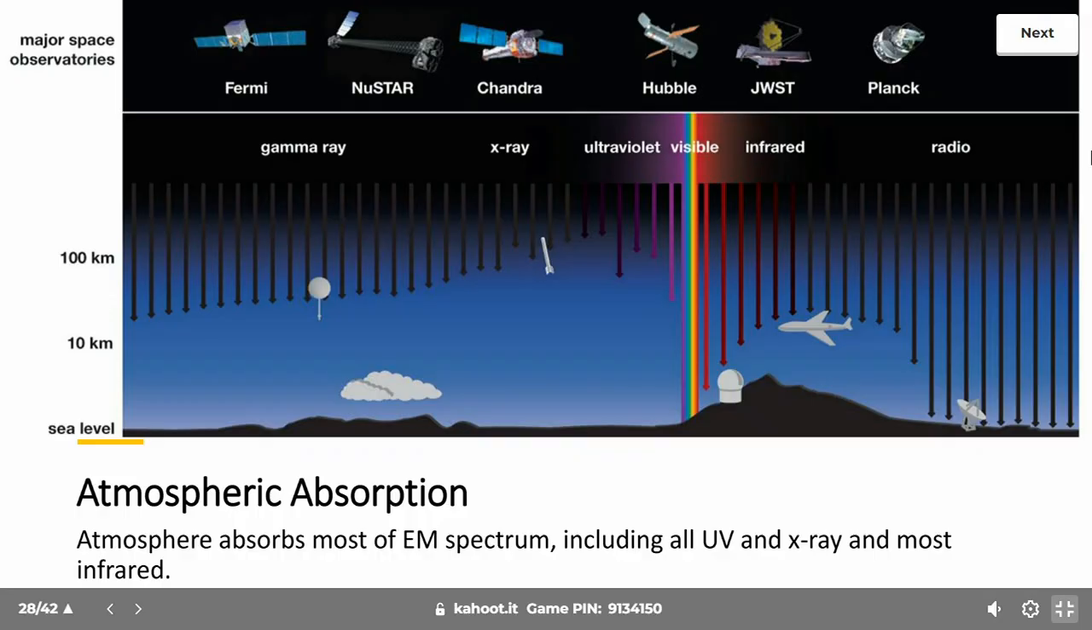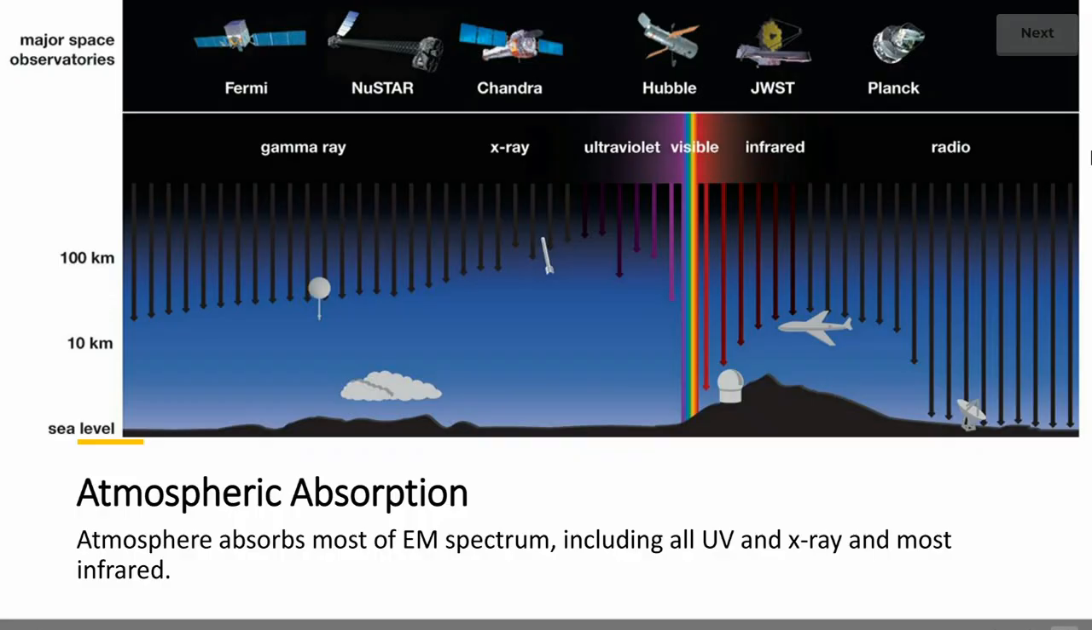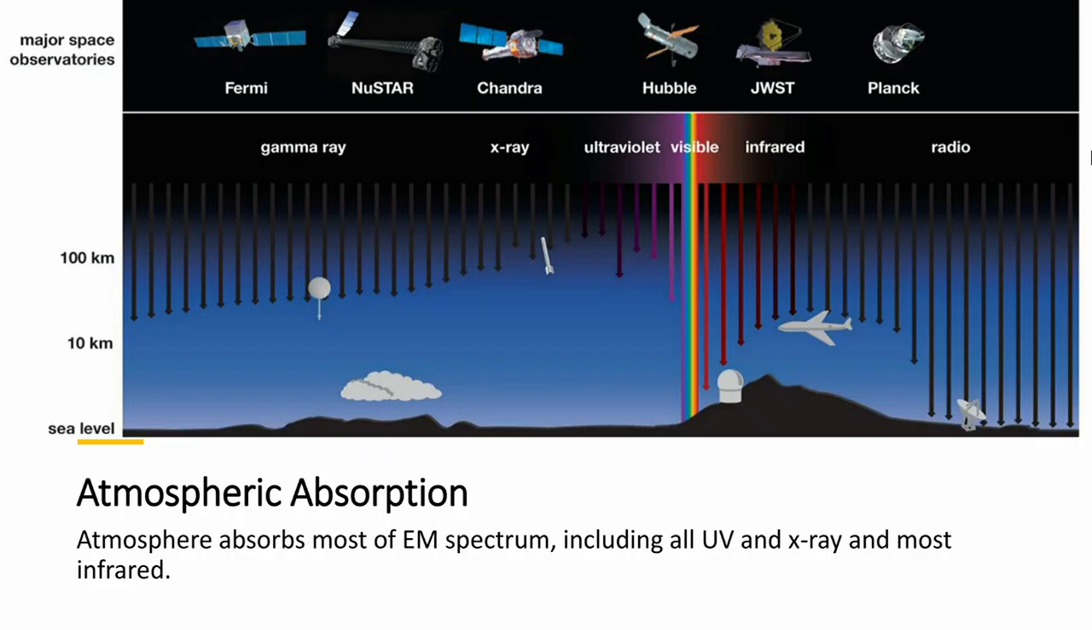The other reason is that for some wavelengths of light, the atmosphere is going to absorb that light. So gamma ray photons and X-ray photons don't really make it through the atmosphere. Ultraviolet don't make it through the atmosphere either. And even some infrared light doesn't make it through the atmosphere. So if you want to study space in those different wavelength ranges, then you're going to need to get above the atmosphere, which means launching your satellites into space, or your telescopes into space.